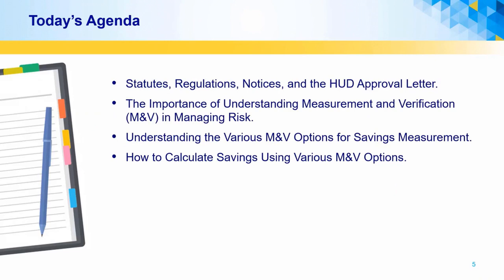Today, we will cover the key information needed for HUD and PHA documents and more details on how the M&V options for savings measures occur. We will also provide instructions on how to calculate savings for various M&V options.